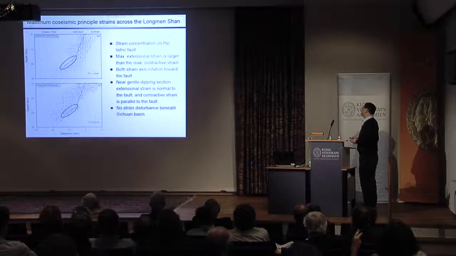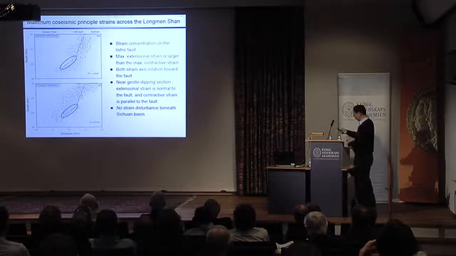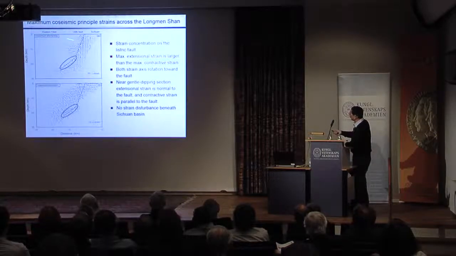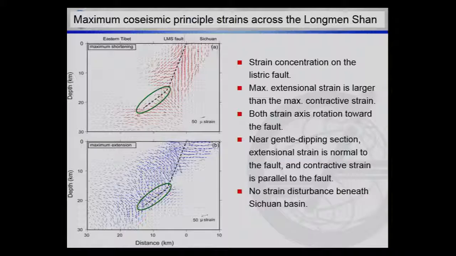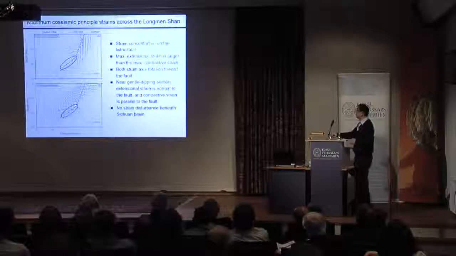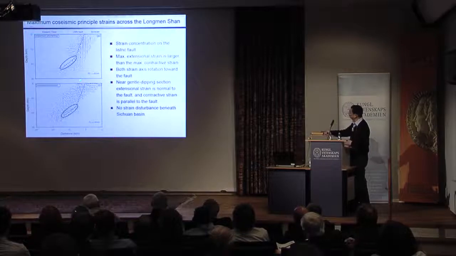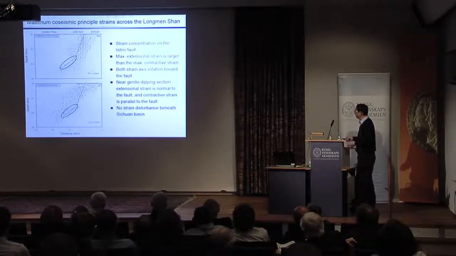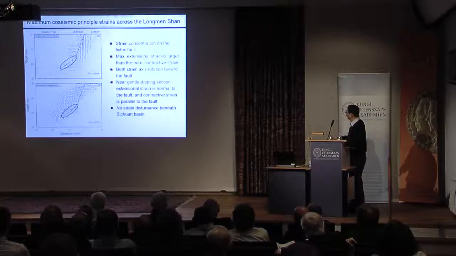We also calculated the principal strain. This is the maximum contraction strain, and you can see that in the gently dipping section of the listric fault, the axis is almost parallel to the fault, and the extension strain is almost vertical. So this kind of strain field enables slip on this part of the fault, which may then trigger the steep dipping fault. So this is another story; I'm not going to discuss it today.